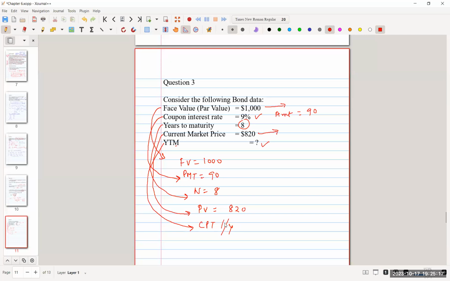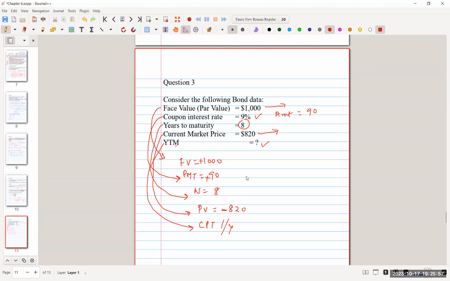You must first take a stance, and it's easier always to take the stance of an investor who will purchase the bond today. Since that investor will purchase the bond today, the price of the bond will leave his or her pocket. So this should go in as a negative number, the price, the present value. But then after having paid this 820, they will continue to receive positive payments of $90. And then at the end of the 8-year period, they will receive a positive payment of $1,000.